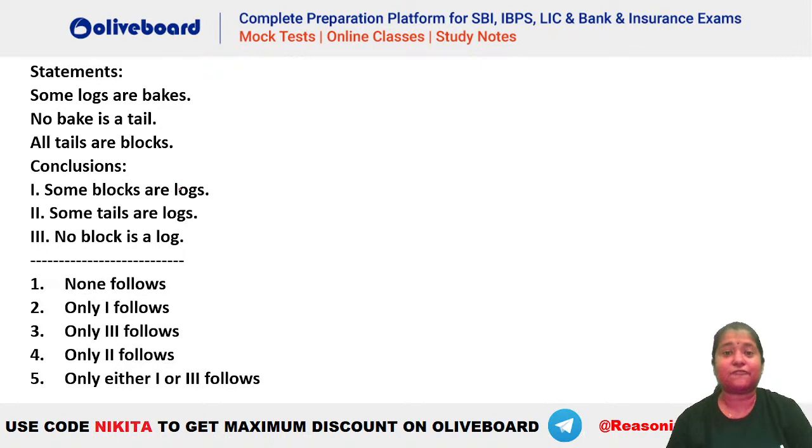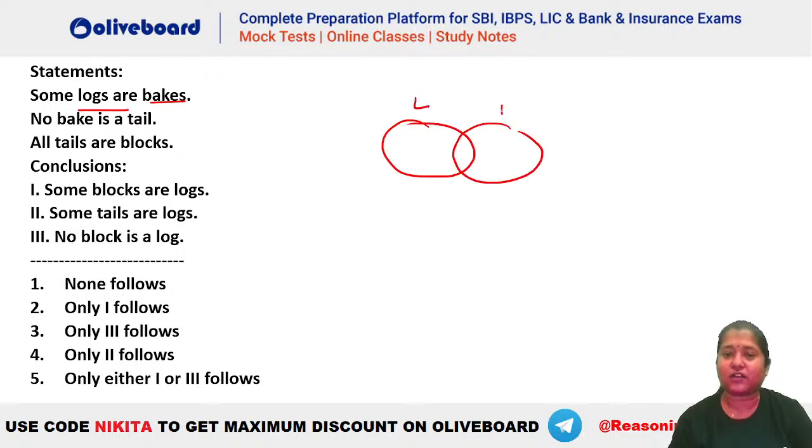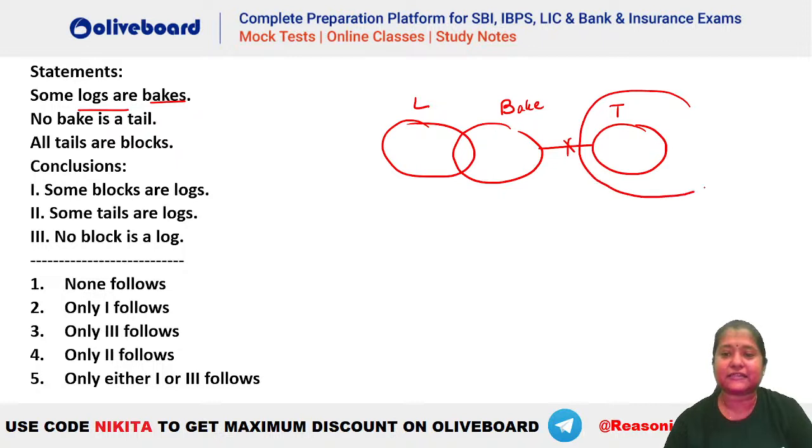Be careful when we have either-or pairs in the examination. Some logs are bakes. Let's draw this. Some logs are bakes will be like this. Let's say this is log, this is bake. Then no bake is a tail, which means bake should not be a part of tail. Then we have all tails are block. Be careful, this was your bake here. All tails are block will be like this. Let's say this is the circle for block. Now let's check what is given here.